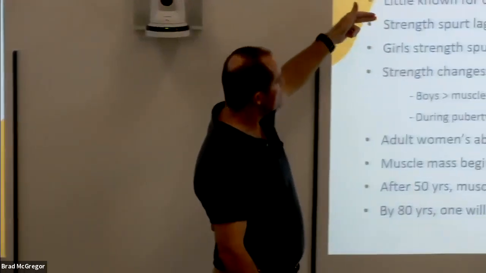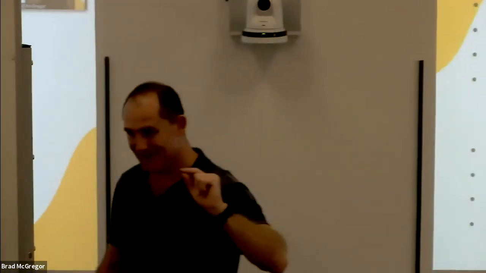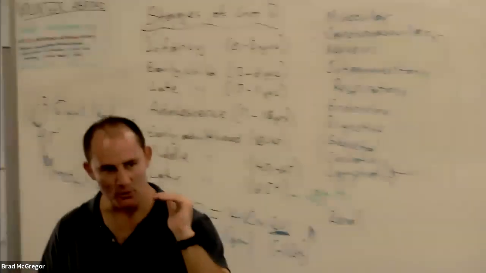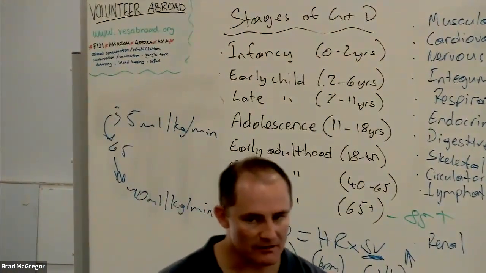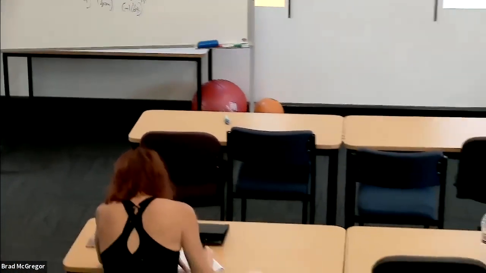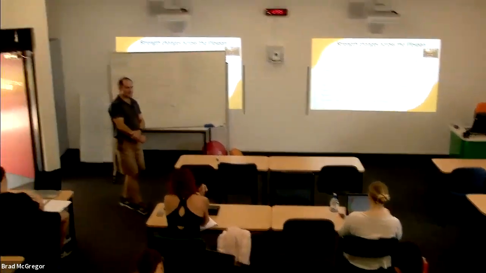So this is interesting. The strength spurt lags at least a year behind the height spurt. So you know when kids shoot up, it's called their adolescent growth spurt, or AGS. I'd write that down if I was you too. Adolescent growth spurt. So the strength spurt doesn't happen for another year.